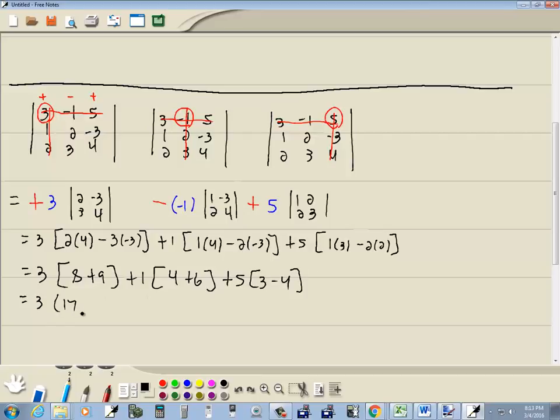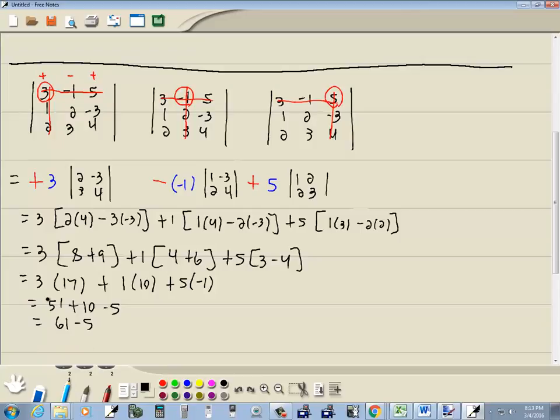So we got 3 times 17 plus 1 times 10 plus 5 times negative 1, which gives us 51 plus 10 minus 5, which gives us 61 minus 5. That seems kind of like a bizarre number. I wonder if I screwed up my math.